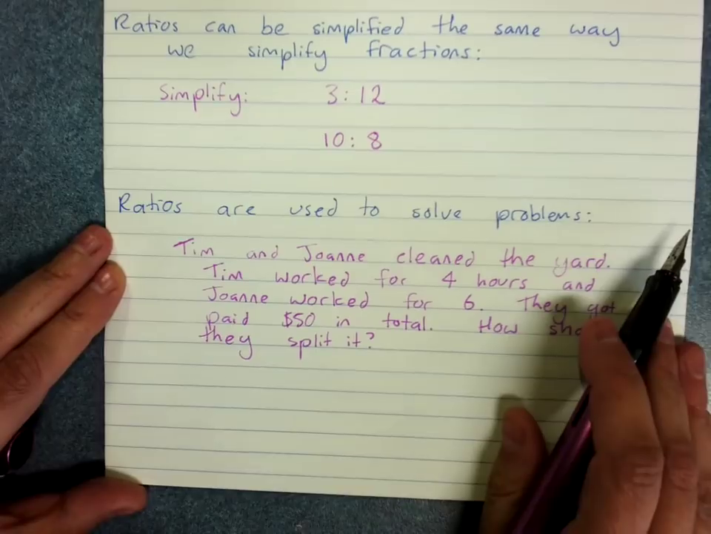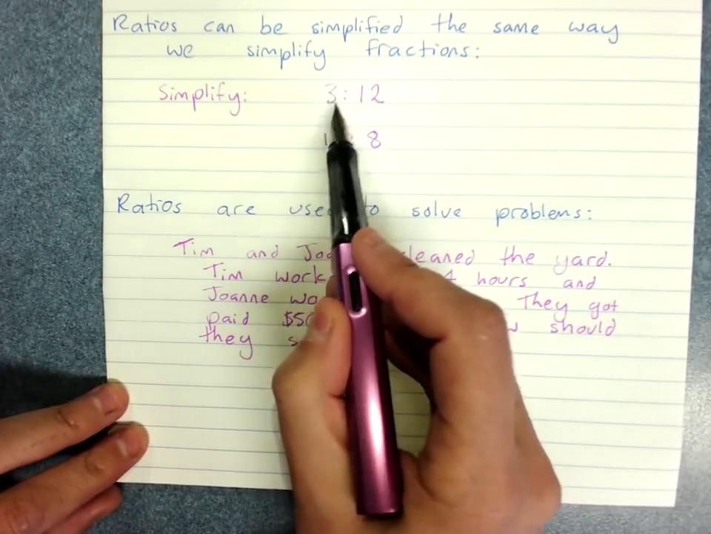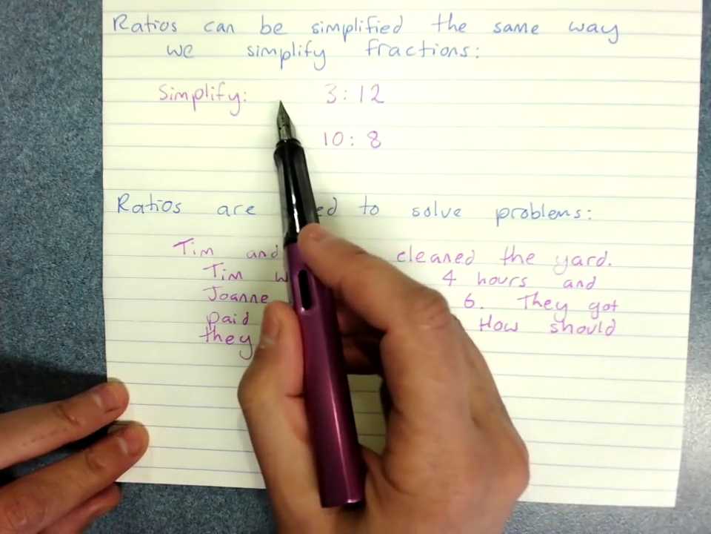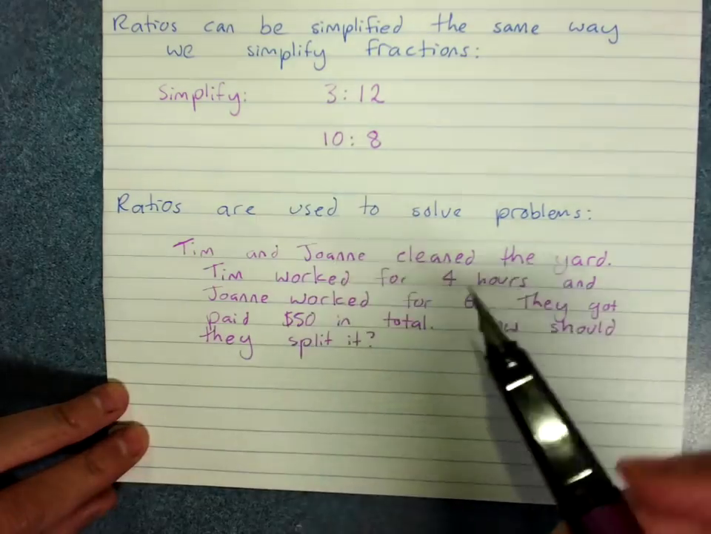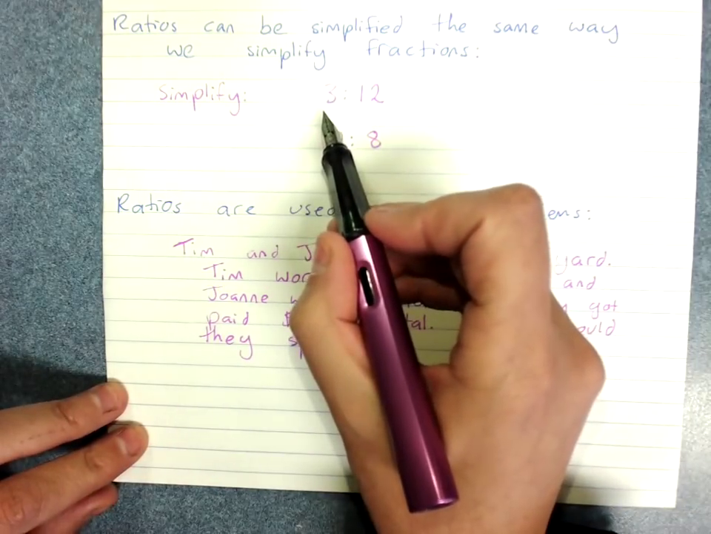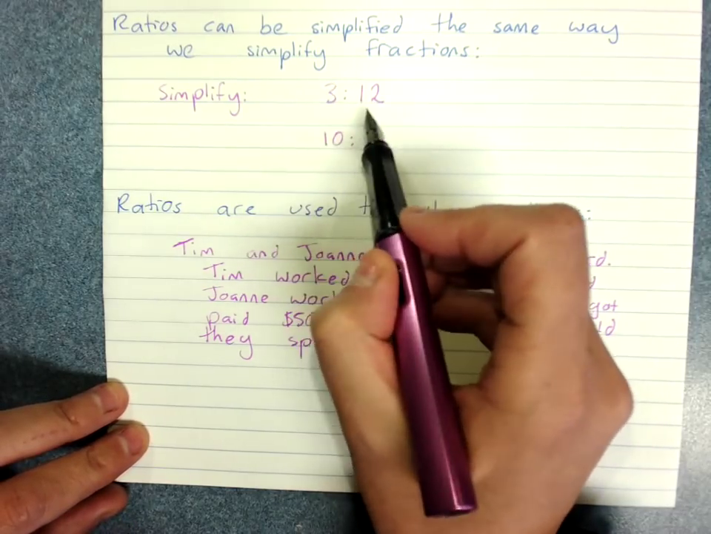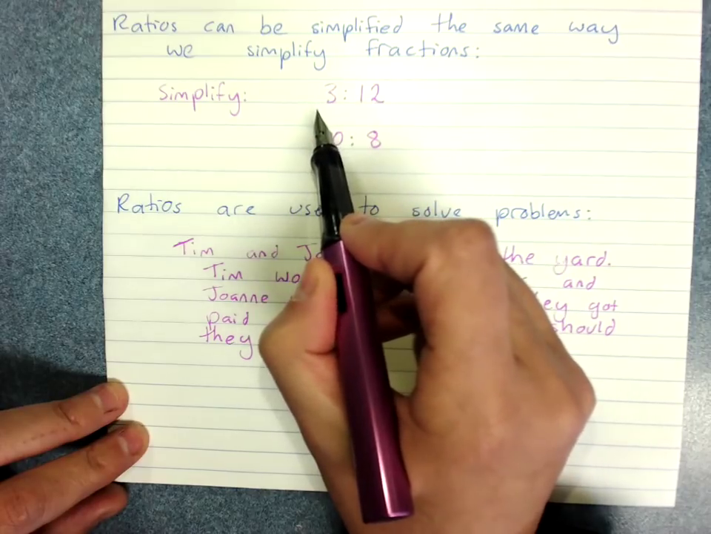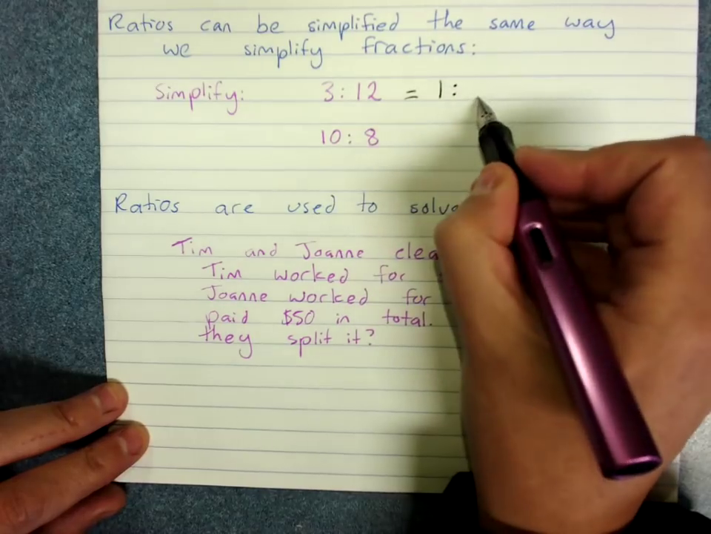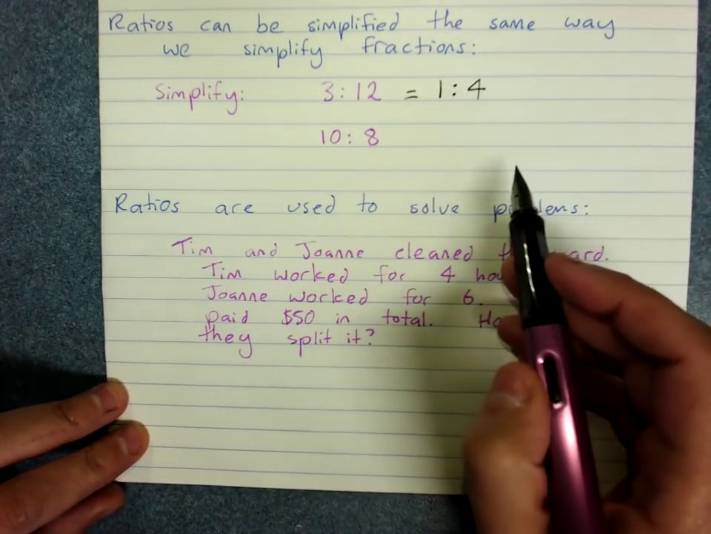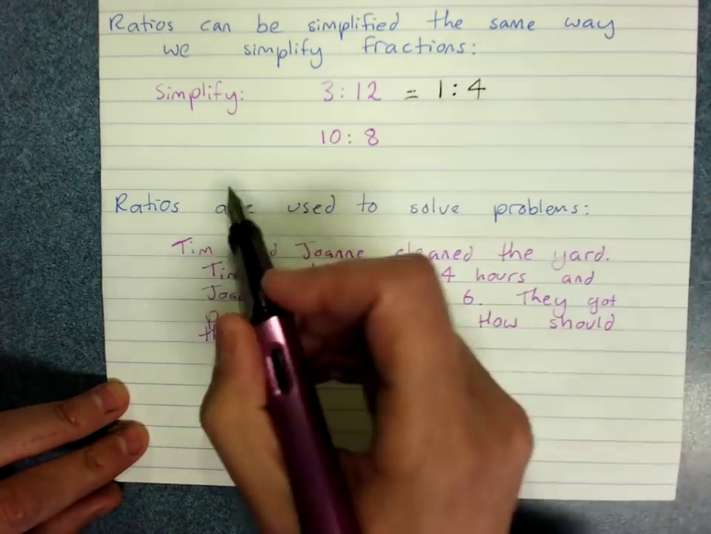Now ratios can be simplified the same way we simplify fractions. Here's a ratio of 3 to 12. Maybe for every 3 pencils I've got in my pencil case, there's 12 pens. The way we simplify fractions is to look for the highest common factor. 3 goes into both of these, so I'm going to divide both sides by 3. 3 divided by 3 is 1. 12 divided by 3 is 4. For every 1 pencil in my pencil case, there's 4 pens.